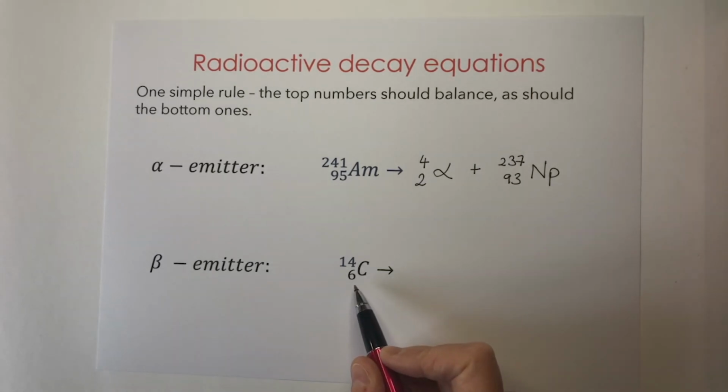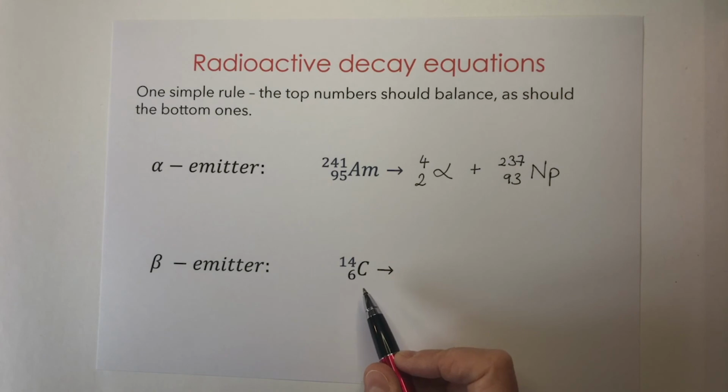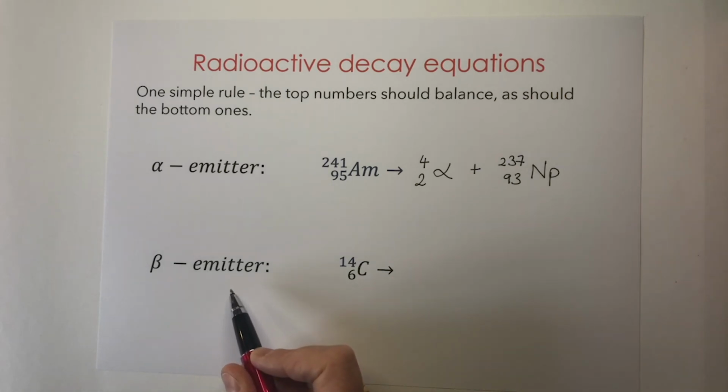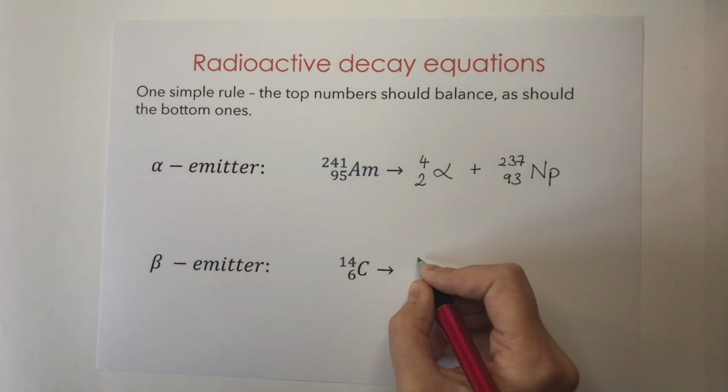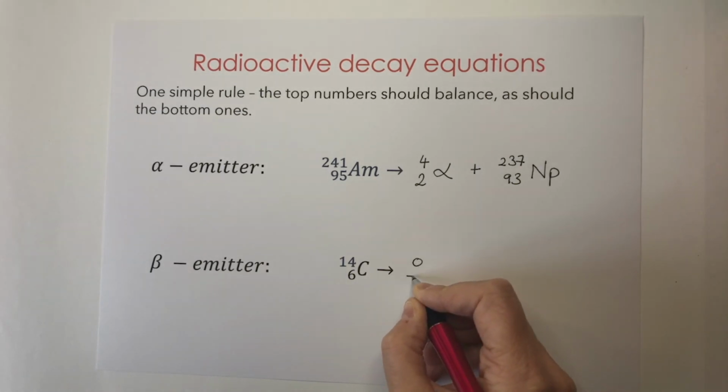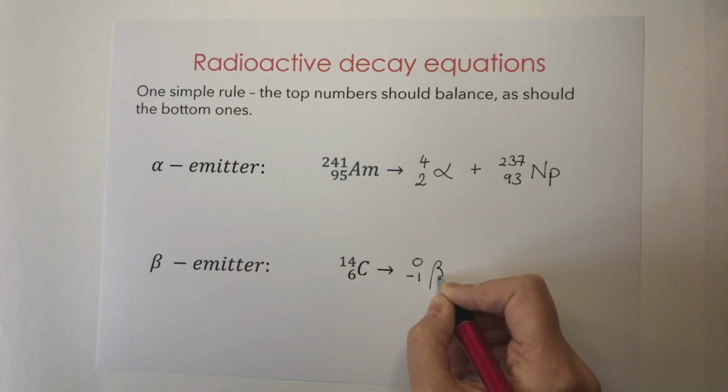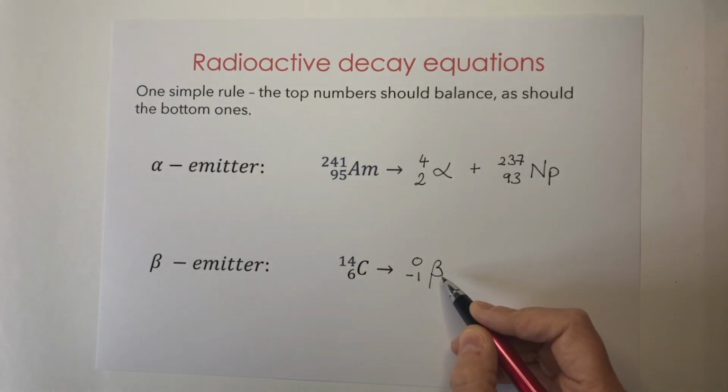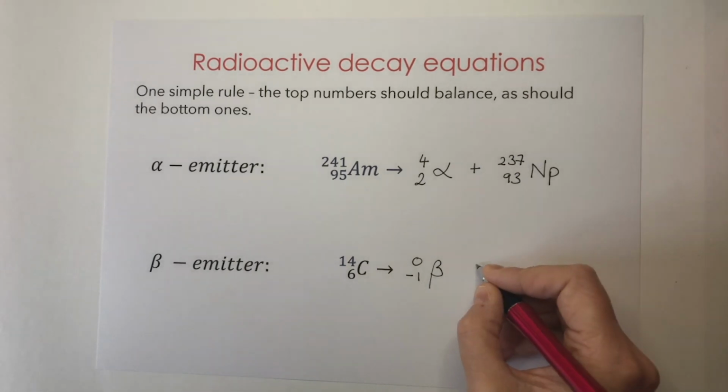In this example, we're starting with carbon-14, 14,6 C. It's a radioactive isotope of carbon that we use for carbon dating, and we're told it's a beta emitter. So on this side we write the beta particle, which is 0,-1 beta, or we can write an e here. And we must be careful of the minus sign.